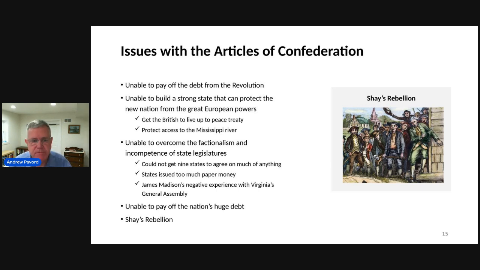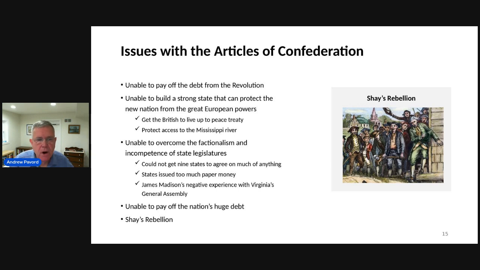The British wouldn't live up to the peace treaty. They wouldn't pull their troops out of Michigan. And then the Mississippi River was shut off by Spain, which was incredibly important to the people who lived in the West. So we're not a powerful country. We can't be safe in the world. And that was a problem with the Articles of Confederation.